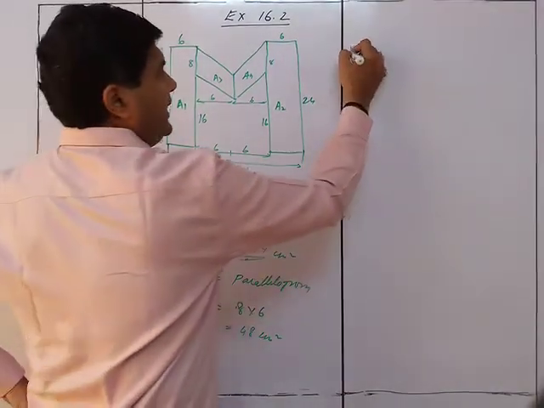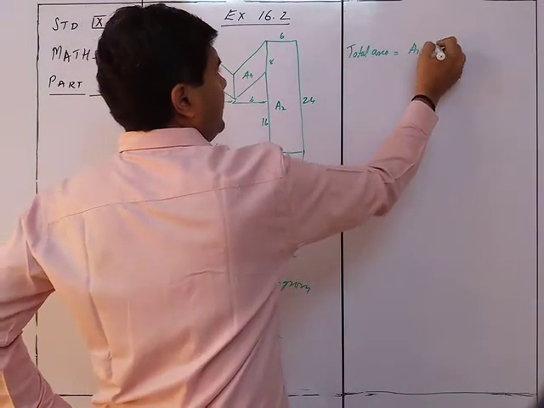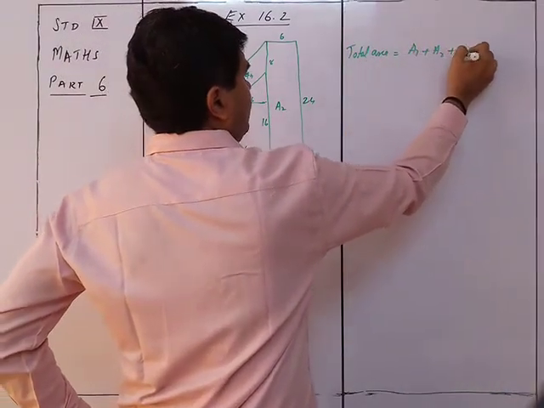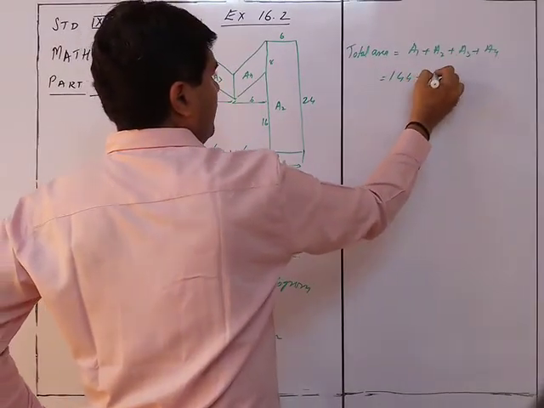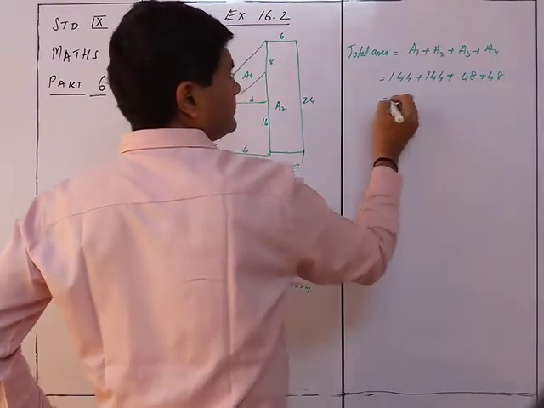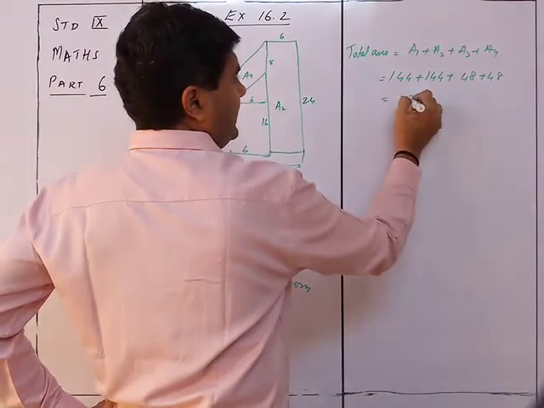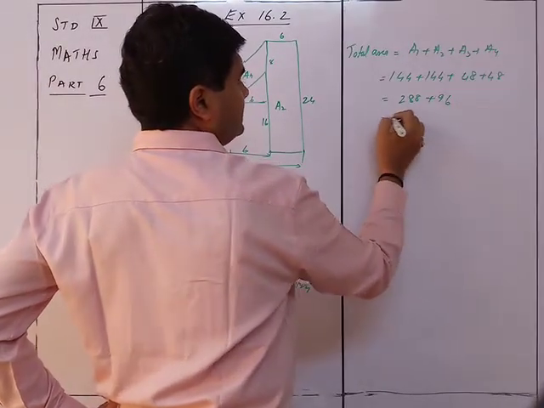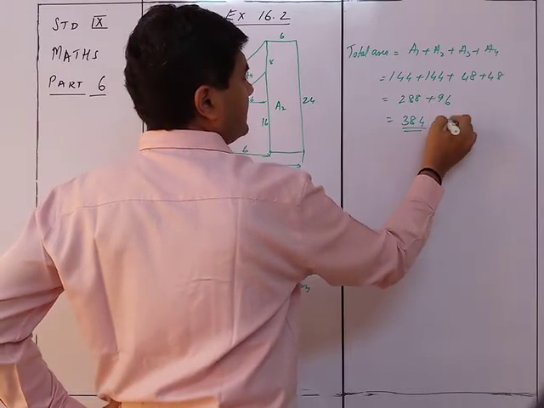Therefore total area is equal to A1 plus A2 plus A3 plus A4. That is 144 plus 144 plus 48 plus 48. So that is 288 plus 96. That will be 384 centimeter square.